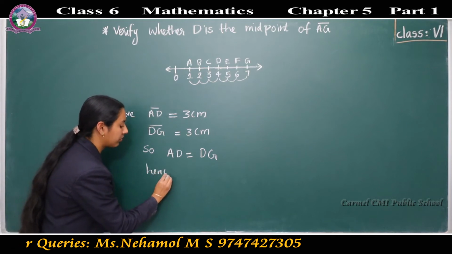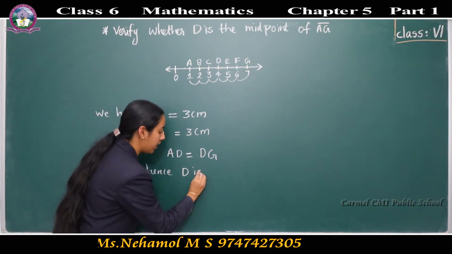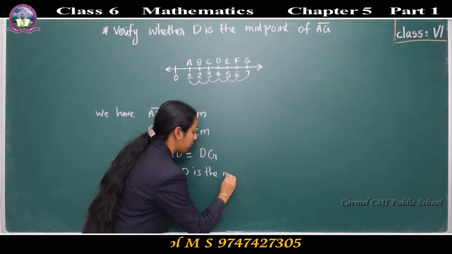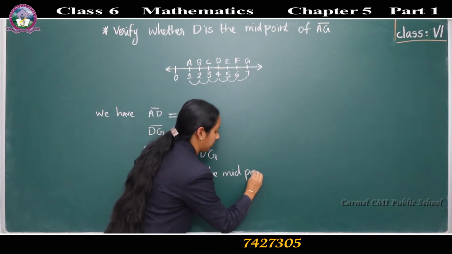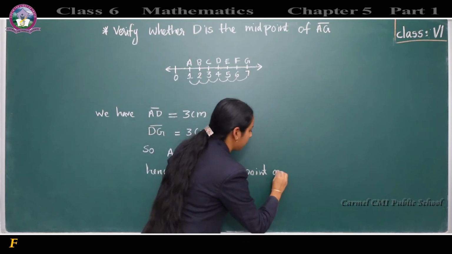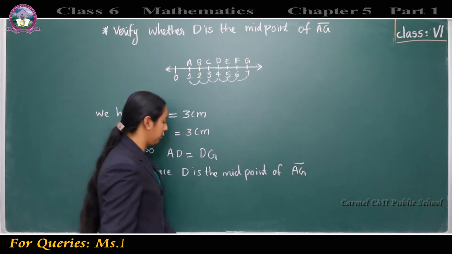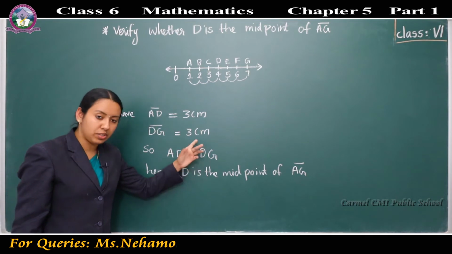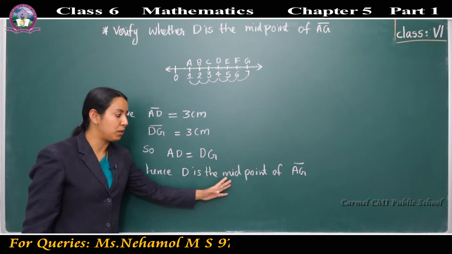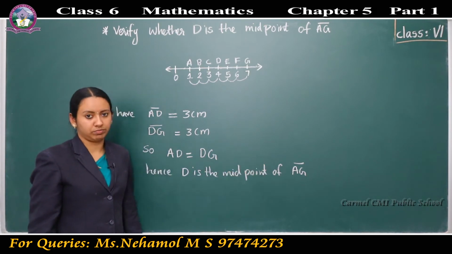Hence D is the midpoint of AG. Since AD equal to DG, D is the midpoint of AG.